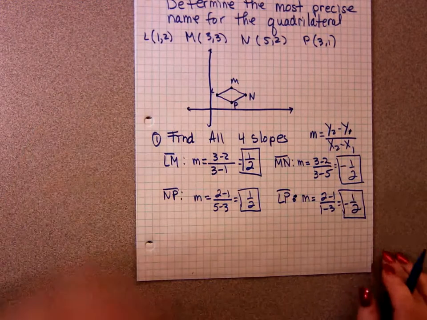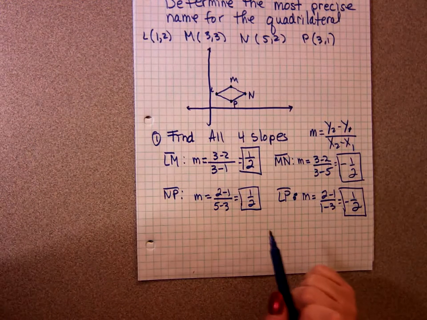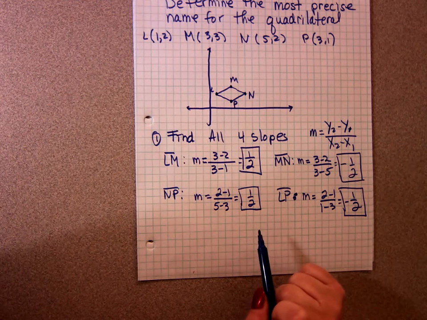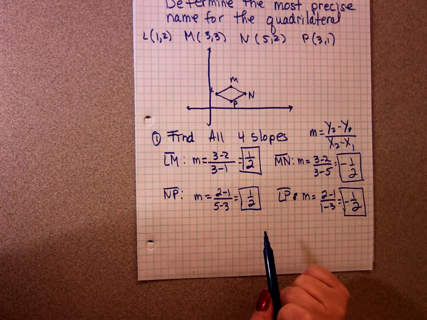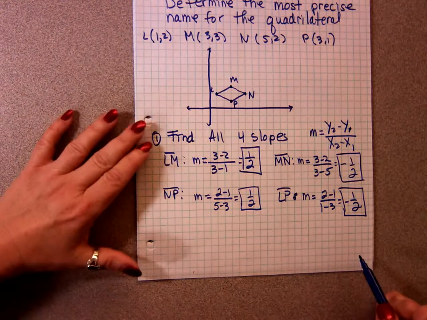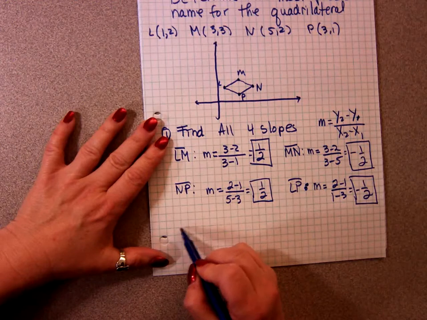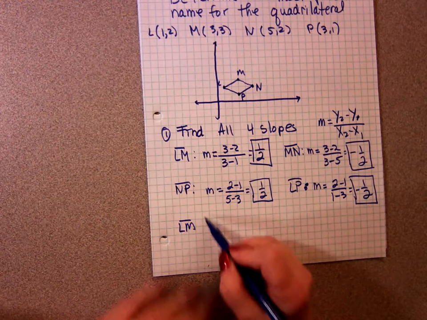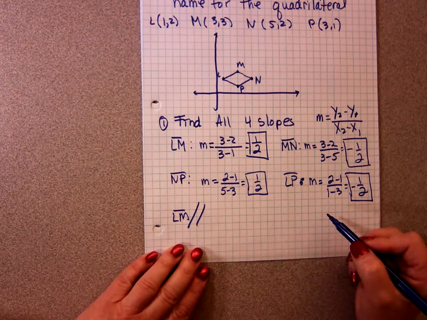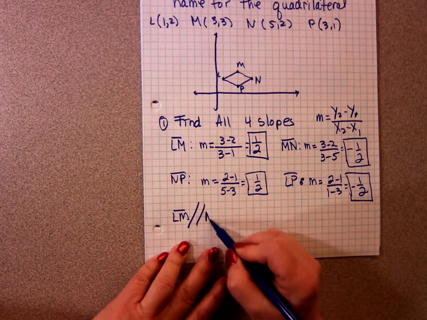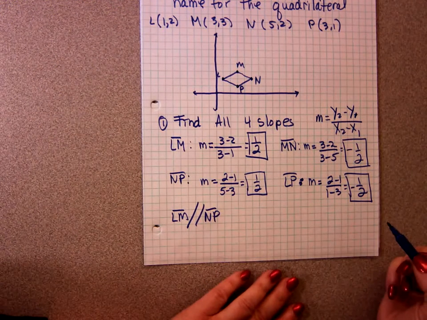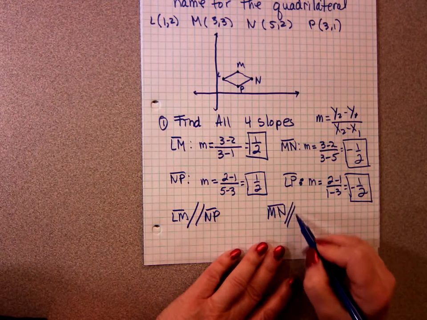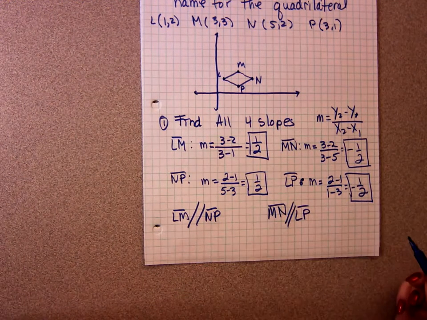So we have to try to remember the relationships between slopes. What kind of lines have the same slope? Correct, parallel lines. So that means that LM is parallel to which other line? Segment NP, correct. And MN is parallel to LP. Very good.